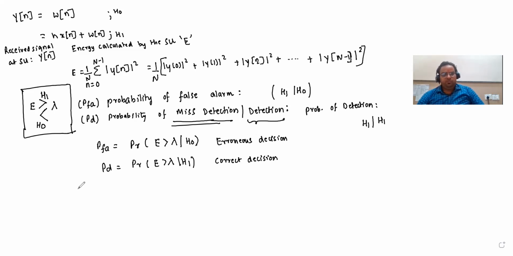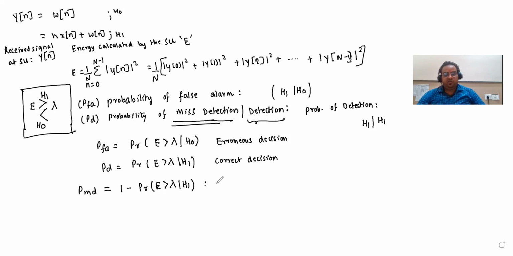Now, what do we mean by the probability of misdetection? I'll denote it by PMD. The probability of misdetection is when in actuality the primary user was present, but the secondary user says that the primary user is absent, which means that this is nothing but 1 minus the probability of detection, that is, 1 minus the event that the energy calculated at the secondary user is greater than lambda, given that the hypothesis H1 is true. This is basically the probability of misdetection.